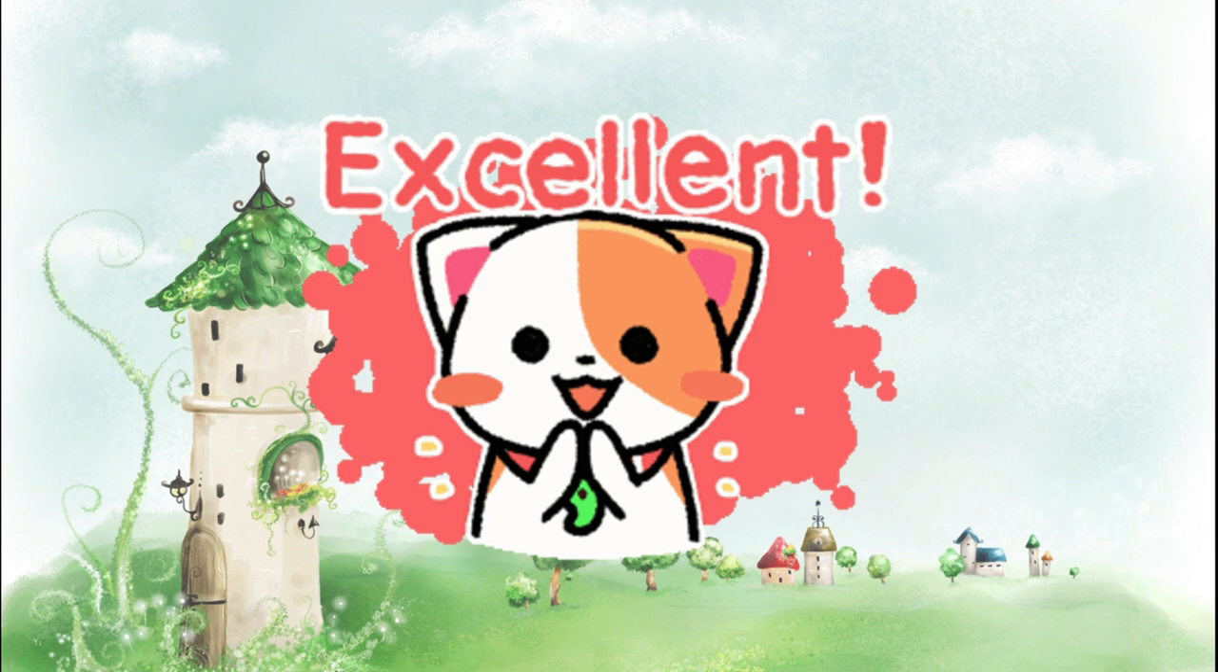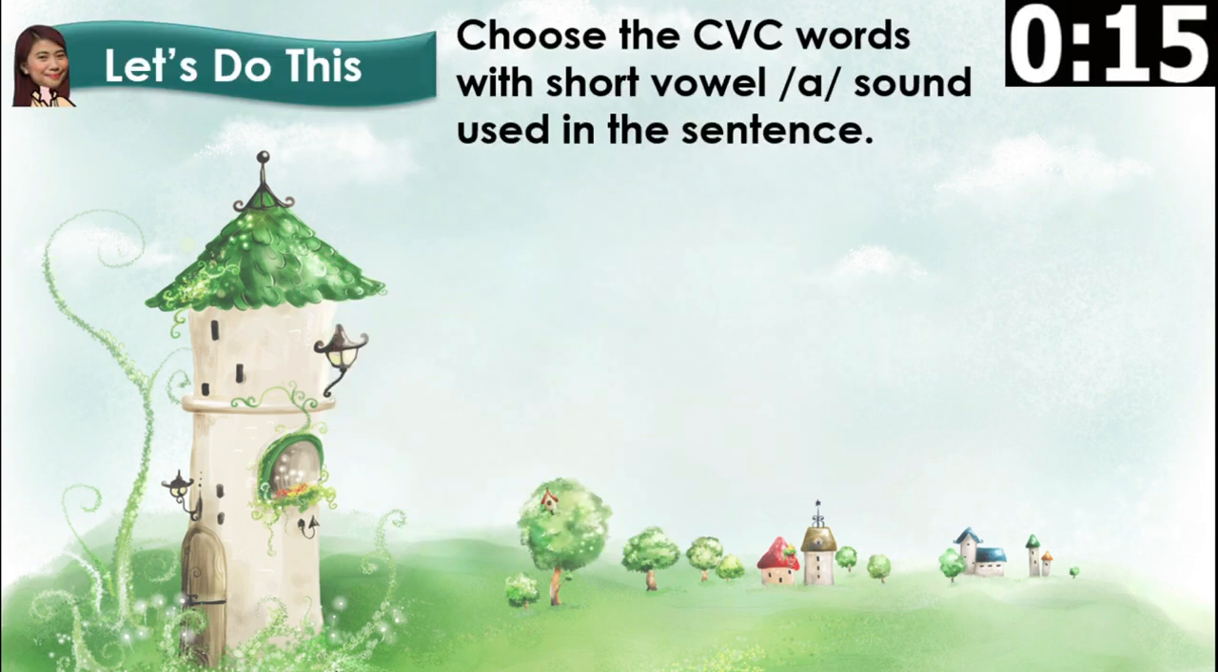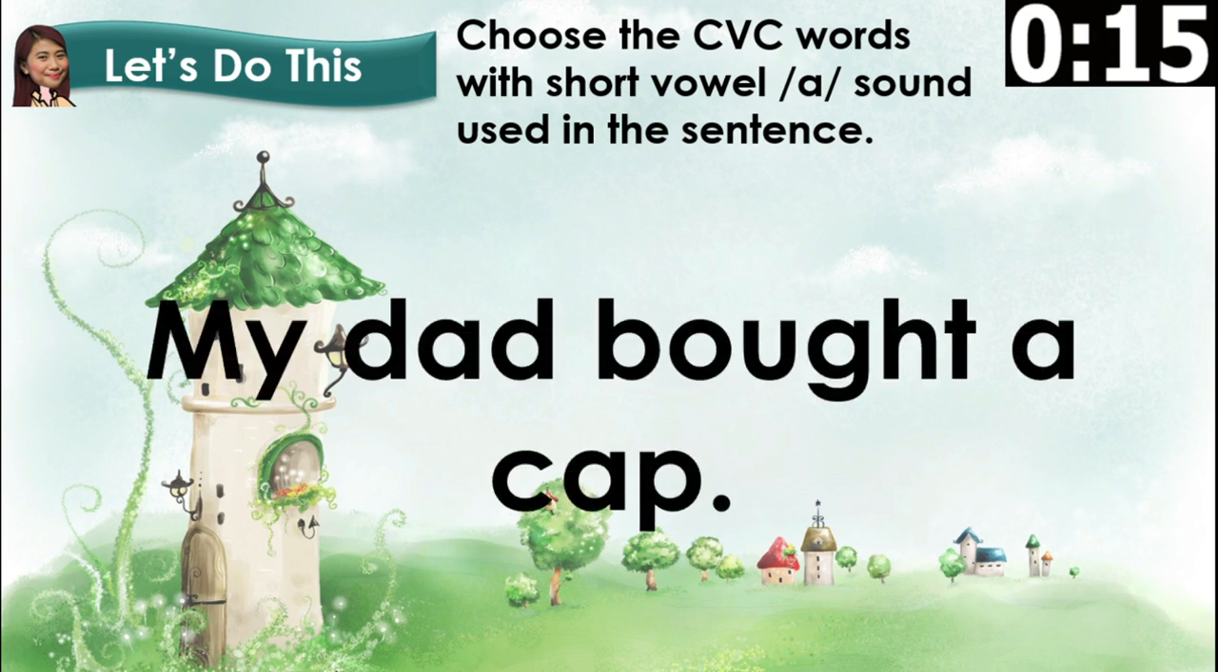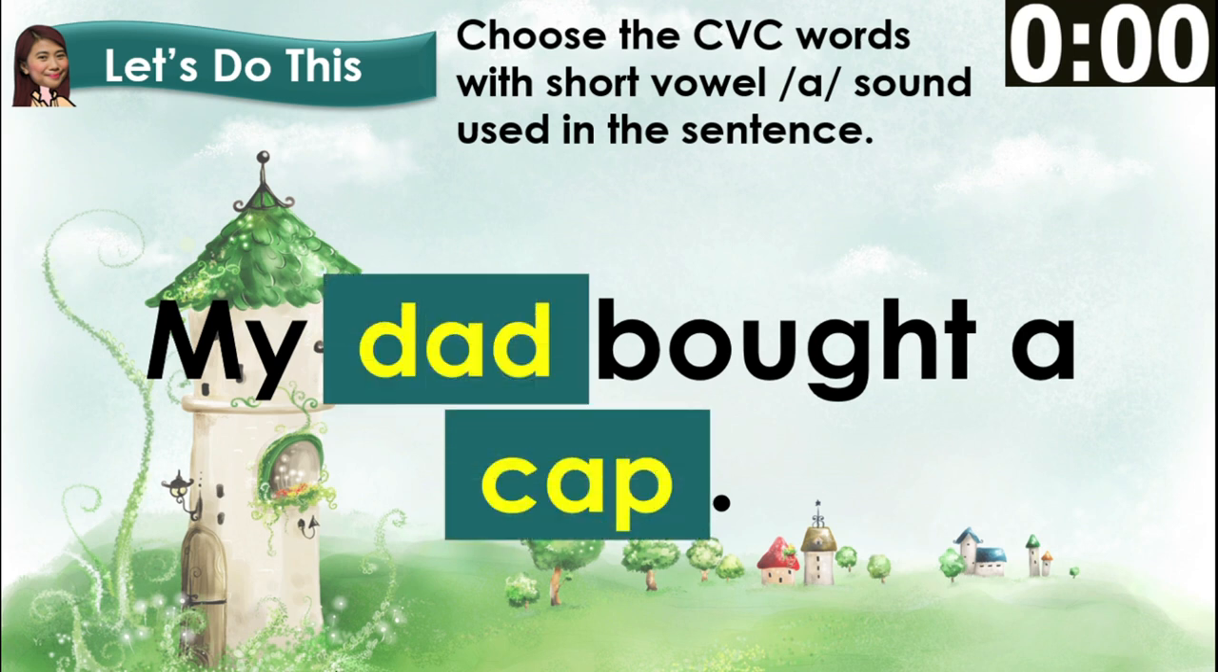Excellent, kids. Now let's proceed with our last activity. Let's do this. Choose the CVC words with short vowel A sound used in the sentence. My dad bought a cup. What are the CVC words with short vowel A sound? Comment your answer in the comment box. And the correct answers are dad and cup.